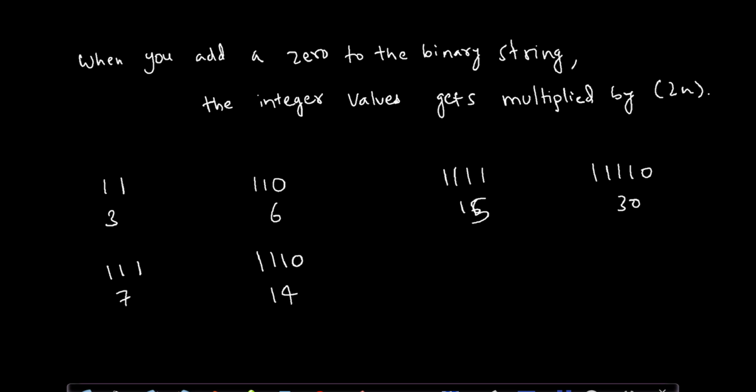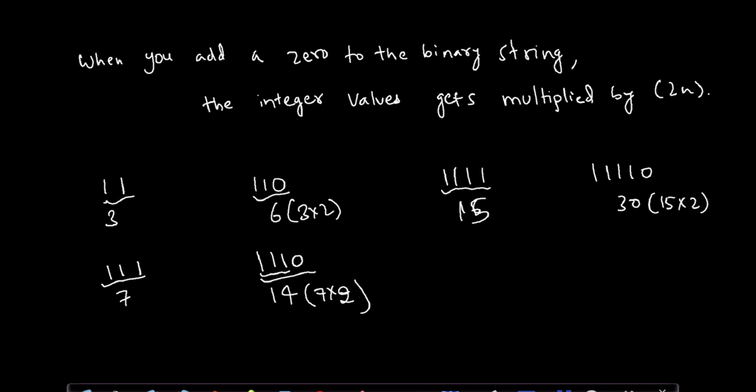Okay, so this is 15, and 30 is 15 into 2. This is 3, and 6 is 3 into 2. This is 7, and 14 is 7 into 2. So 111 was 7, when you add 0 it becomes 7 into 2. 11 was 3, and when you add 0 it becomes 6. 111 was 7, when you add 0 it becomes 14. 1111 was 15, when you add 0 it becomes 30.